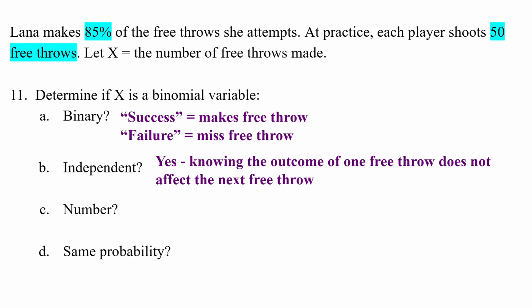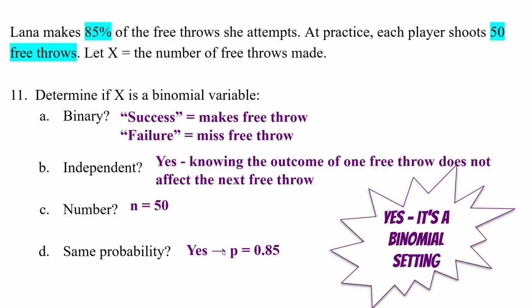Our number is those 50 free throws, so we're going to define N as 50. Then, does each shot have the same probability? Yes, because we're not going to change it after every single shot. So I'm going to take that percentage, and that's going to be my probability in decimal form. Does it meet the requirements? Yes, so it is a binomial setting. If it's non-independent or if it has a different probability, like in that playing card situation in our notes, then it would not be a binomial setting.